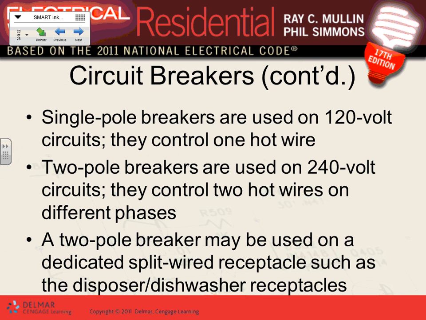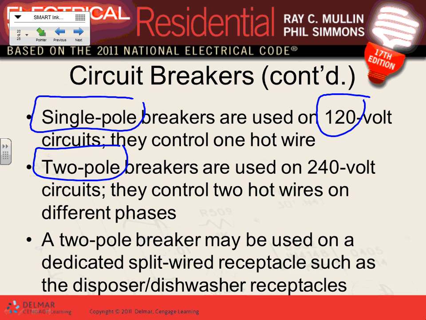Single pole circuit breakers, guys. With one pole, you can get 120. Two pole, obviously, can get you 240. A two pole, you can dedicate them. So everybody knows what single pole is. Single pole goes into a 120 circuit. Two pole goes into what? A 240 circuit. Three pole goes into a three-phase circuit. That's basically what the poles are.